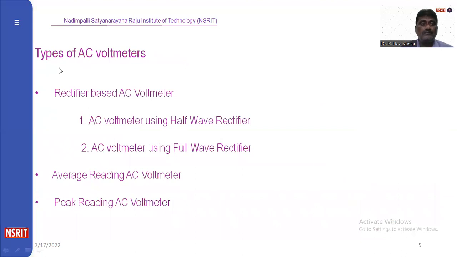Based on that, we have different types of AC voltmeters. That is the rectifier based AC voltmeter. In rectifier based AC voltmeters, you have two types: AC voltmeter using a half wave rectifier and AC voltmeter using a full wave rectifier. As we know from EDC, there are advantages and disadvantages of the half wave rectifier and of the full wave rectifier. Compared to these two, the full wave rectifier AC voltmeter is the better one. And one more is the average reading AC voltmeter and peak reading AC voltmeter.